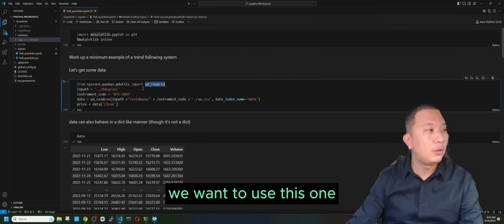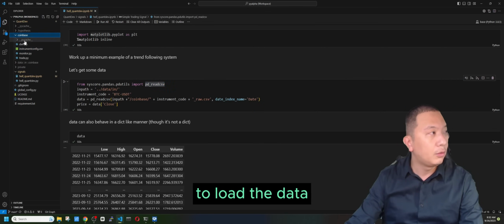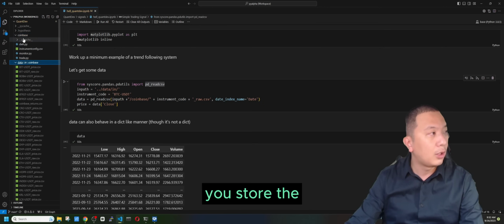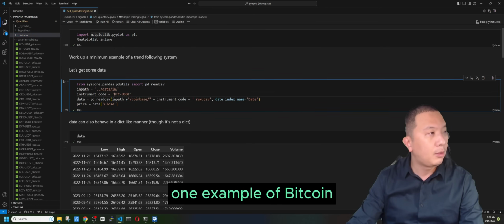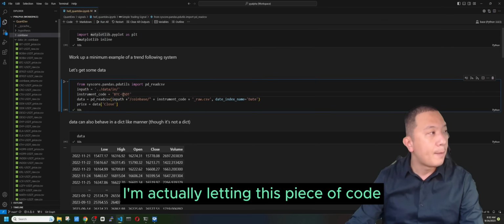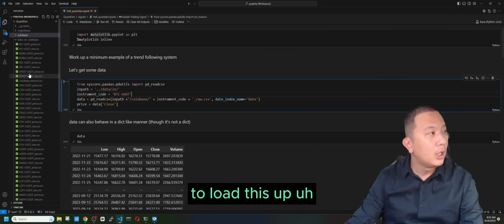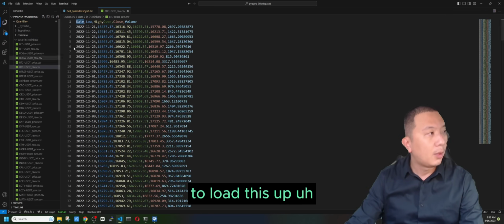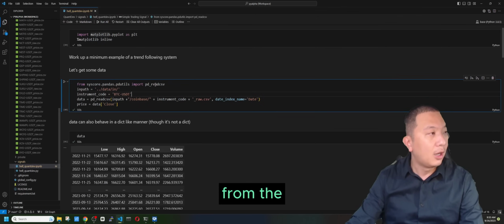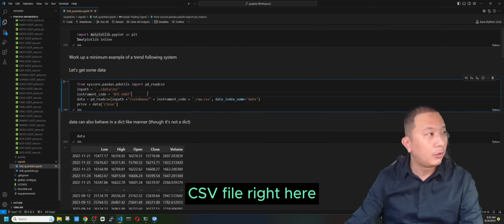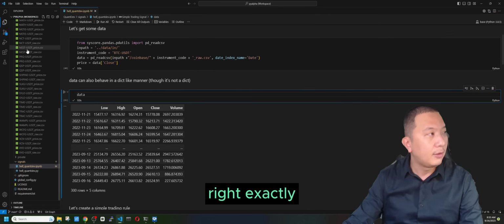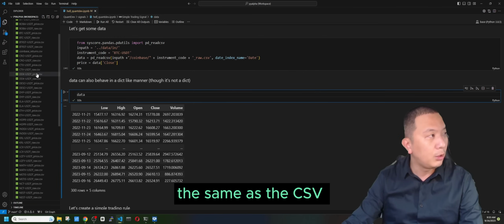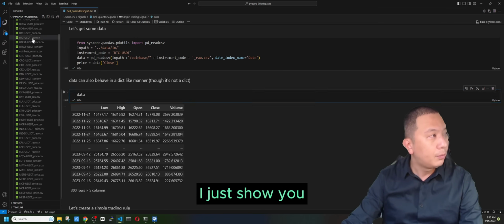We want to use this to load the crypto data you stored here, right? Here I'm using one example, Bitcoin USDT. I'm letting this piece of code load this Bitcoin market data from my local CSV, right? If you run this, you can see this is what the data looks like, exactly the same as the CSV I just showed you.